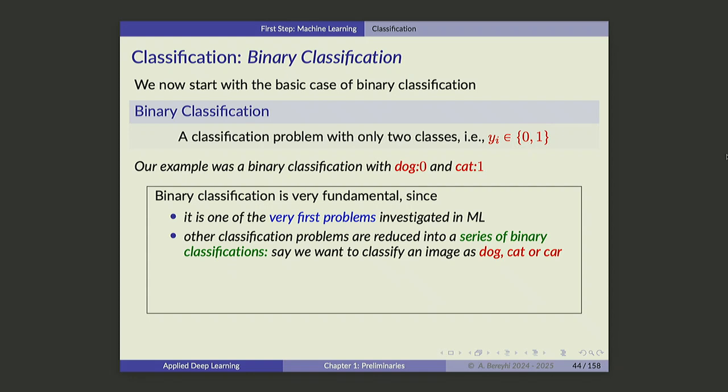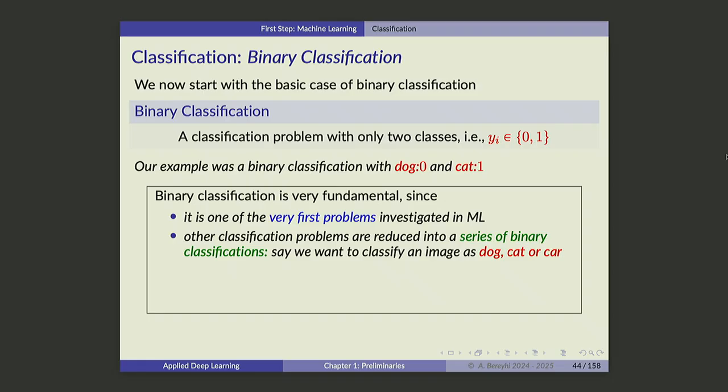This was one of the very first problems investigated in machine learning and AI. People at some point thought that if they could solve this problem, they could solve anything. Well, it took a long time, but that was true. And any other classification that you have, you can always write down in the form of a sequence of binary classifications. We don't do it anymore nowadays, but people in the early days were thinking like that.